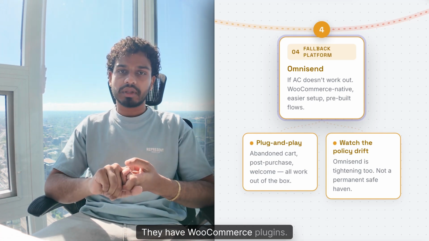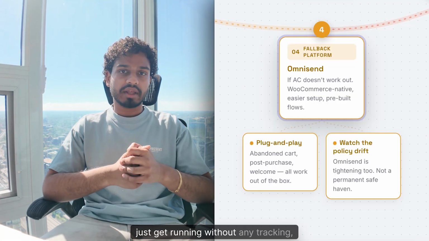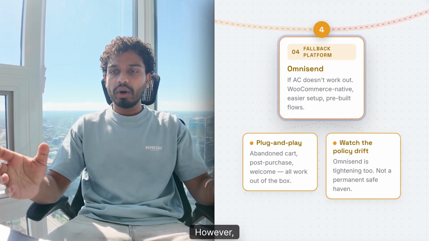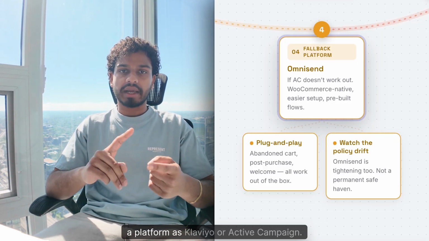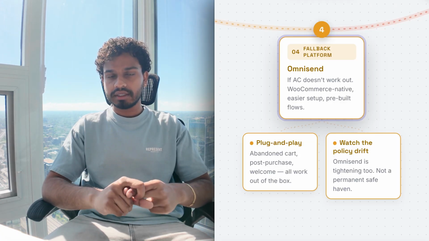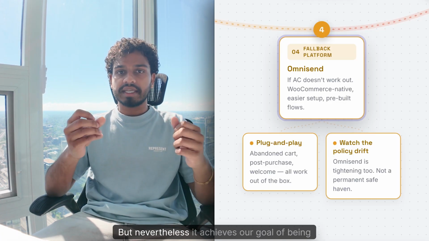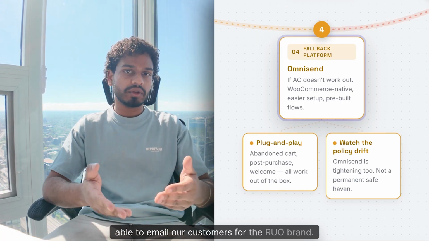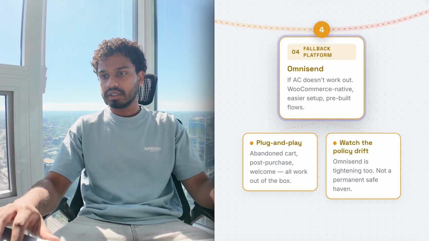They have a WooCommerce plugin, so you can just install the plugin and get running without any tracking, coding, or anything like that needed. However, I do want to say that Omnisend is not as strong of a platform as Klaviyo or ActiveCampaign, so you are limited on what you can do, but nevertheless, it achieves our goal of being able to email our customers for the RUO brand. So this is the most bare bone functional version.